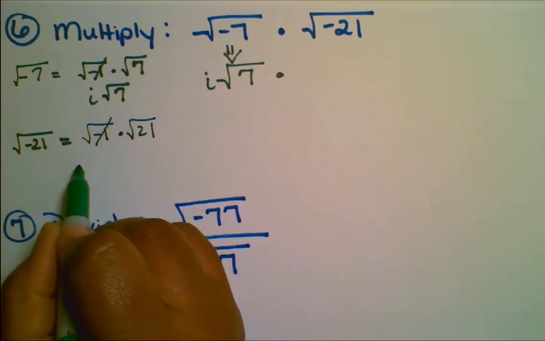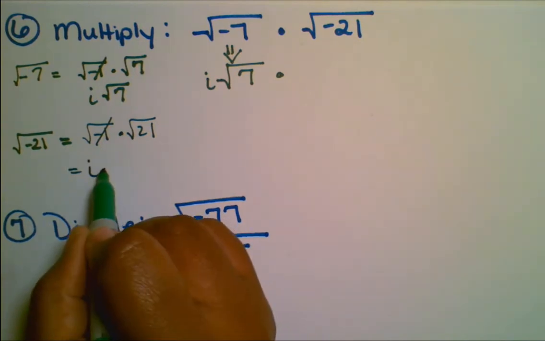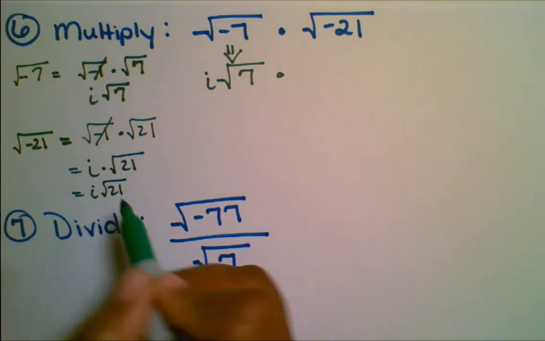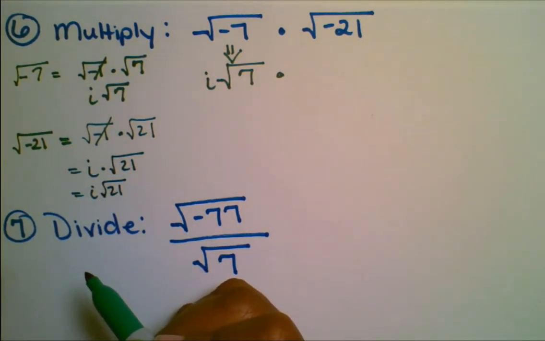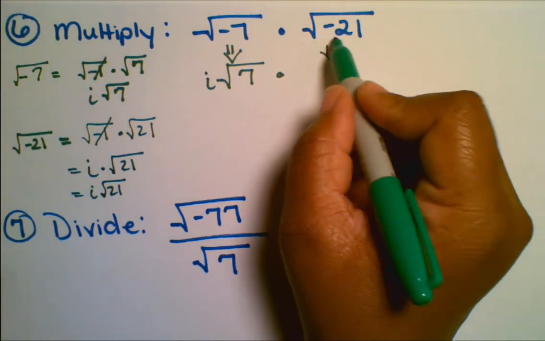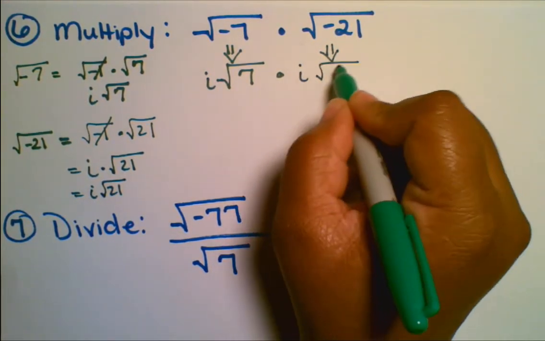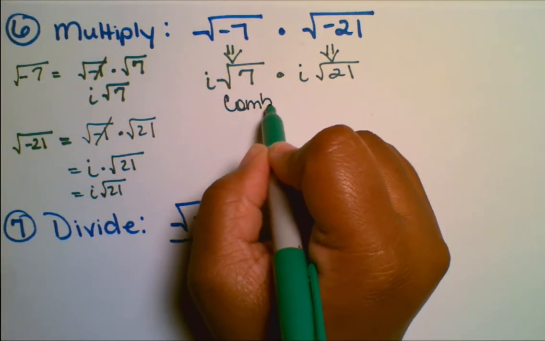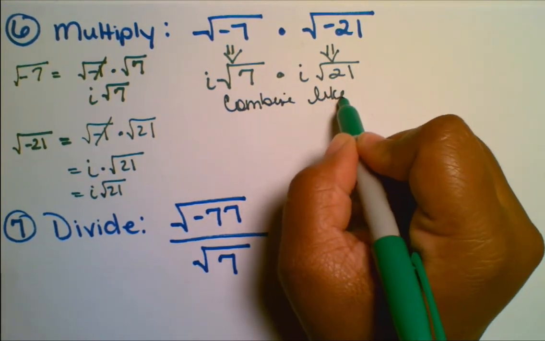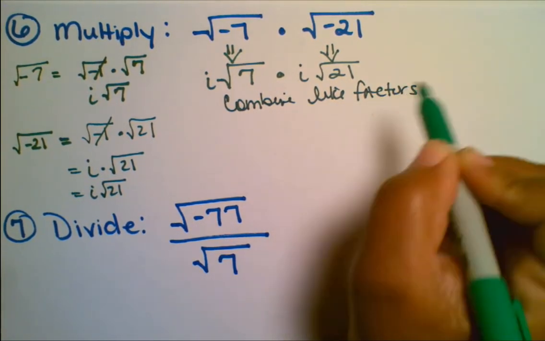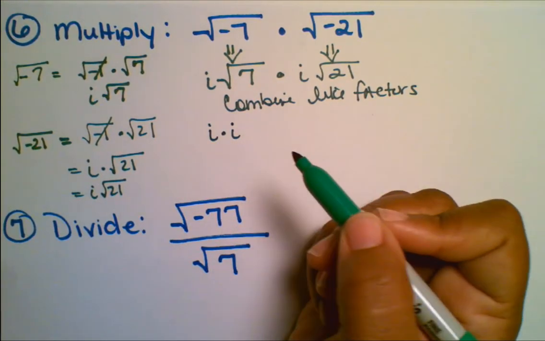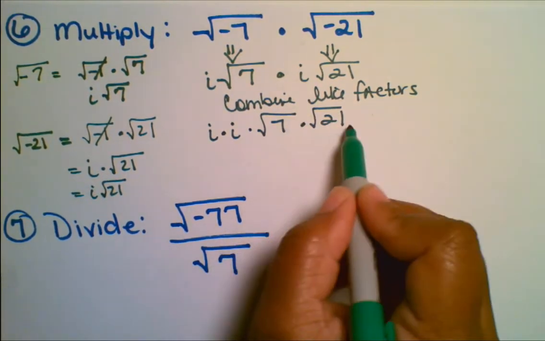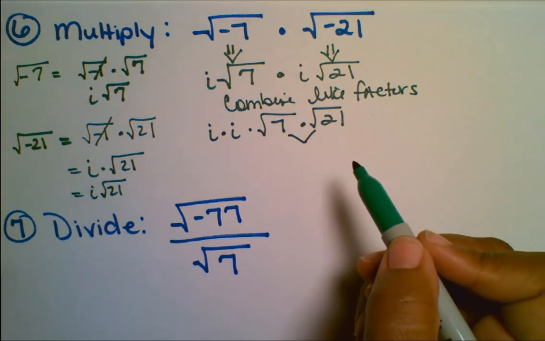Take the square root of negative 1, that is i, and then the square root of 21, we can't do anything to this just yet. There are no perfect square factors in 21. So the square root of negative 21 is i square root of 21. Then we're going to combine like factors, meaning i times i, and the square root of 7 times the square root of 21. Now that the radicands are positive, we can multiply those two radicals.